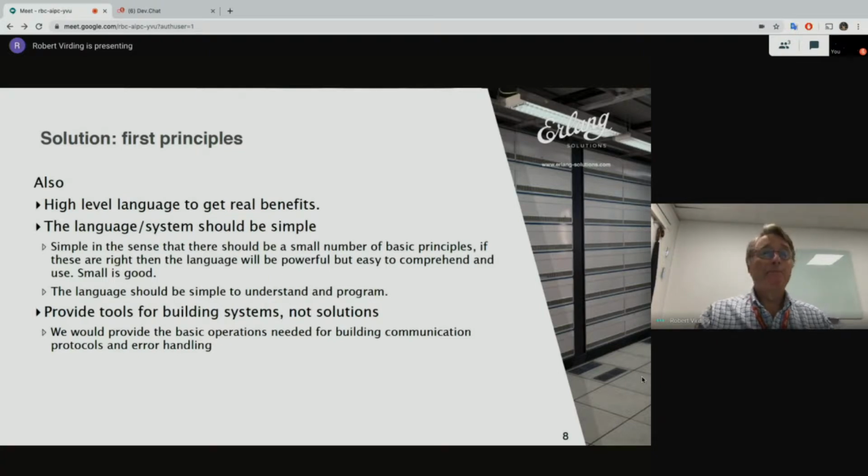We also found they should provide tools for building the system, not solutions. We tried a number of times to make solutions, but we usually got it wrong. So it's much better providing the basic tools and letting the people building the systems come up with the solutions.